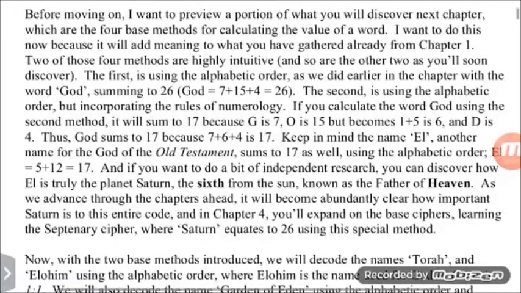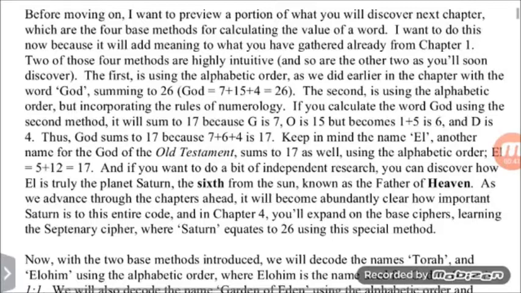Before moving on, I want to preview a portion of what you will discover next chapter, which are the 4 base methods for calculating the value of a word. I want to do this now because it will add meaning to what you have gathered already from Chapter 1. 2 of those 4 methods are highly intuitive, and so are the other 2, as you'll soon discover. The first is using the alphabetic order, as we did earlier in the chapter with the word God, summing to 26. God equals 7 plus 15 plus 4 equals 26.